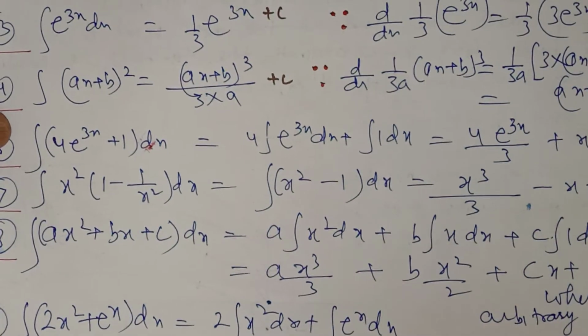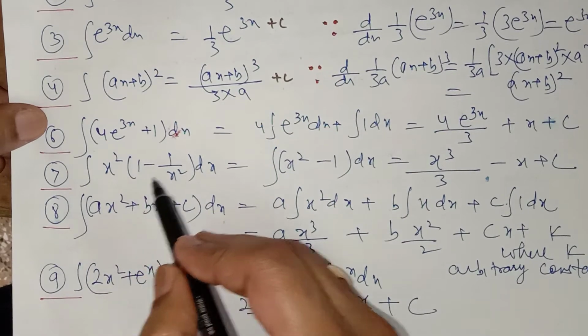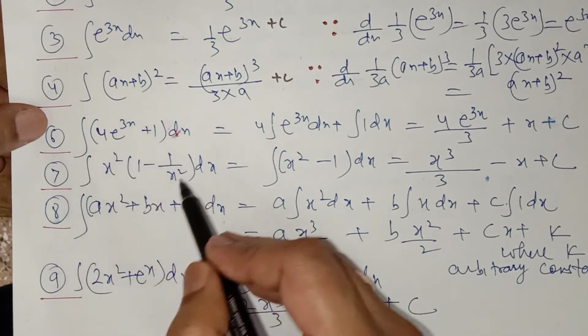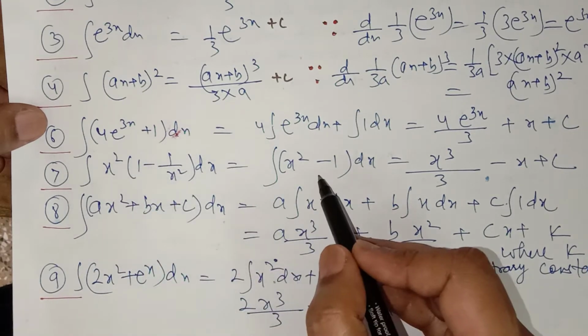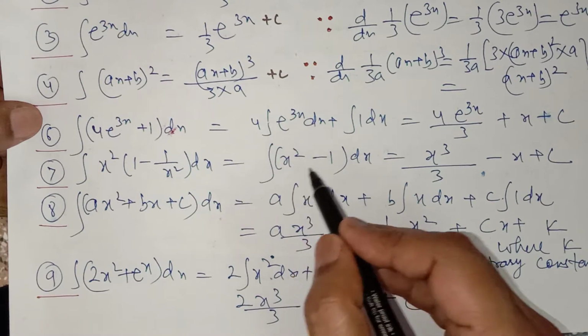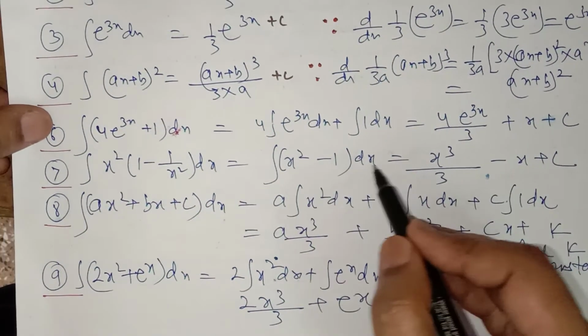In question number 7, x square into (1 minus 1 upon x) whole square with respect to x. First of all, simplify this expression. You get x square minus 1, and the integration of x square will be x raised to power 3 upon 3, and the integration of 1 is x plus c. This is the integration of this function.